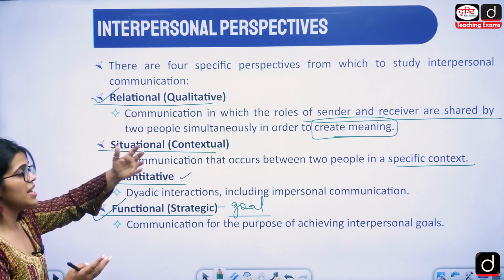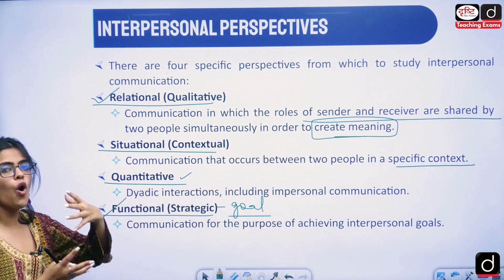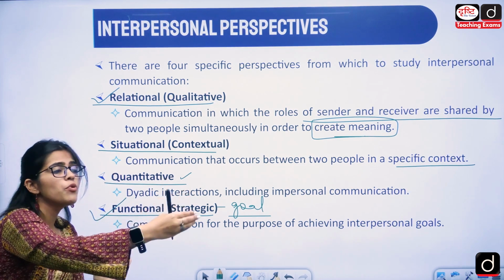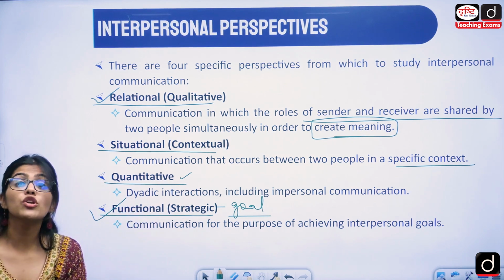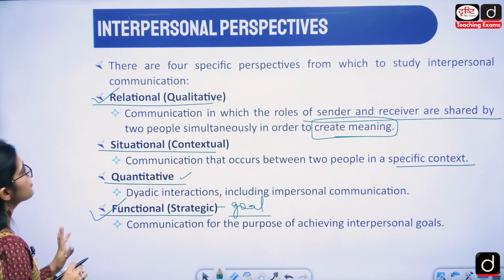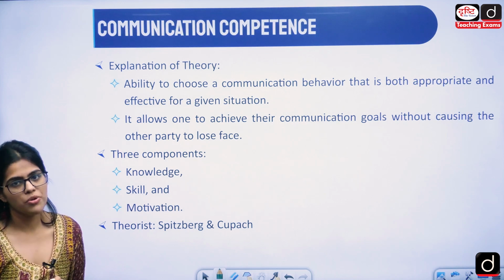So they have some relationship. They are talking according to one context and some content that is common. Two people are talking to come to a proper solution, or they have a common goal, right? So these are the things that you need to remember. These are the 4 specific perspectives to study interpersonal communication.